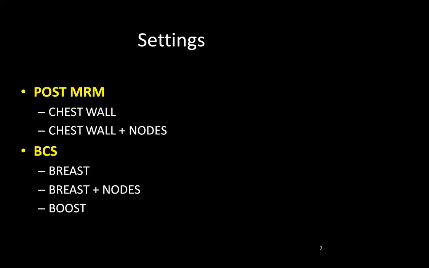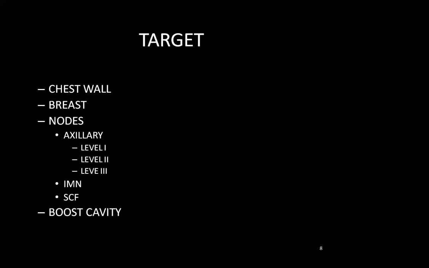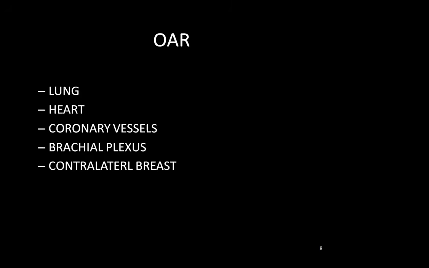In the setting of post-MRM, either chest wall or sometimes chest wall plus nodes, and in BCS, breast plus nodes and boost. These are the two settings we come across. In target, what are the things? Mostly the chest wall, breast, nodes level 1, 2, 3, IMN, and SCF, and sometimes the boost cavity if you are planning for BCS. ORs are mostly both lungs, heart, coronary vessels, brachial plexus, contralateral breast, and if you are treating the esophagus, sometimes the thyroid and esophagus or post-cricoid come as an OR.